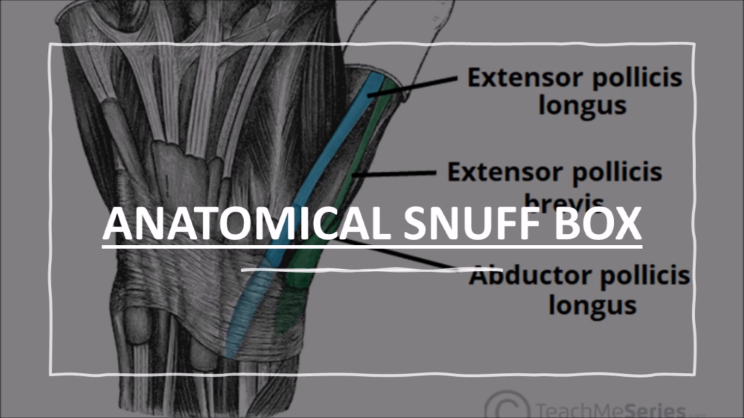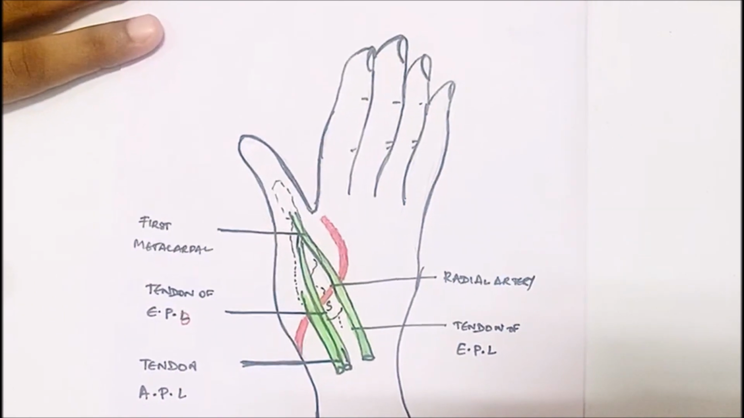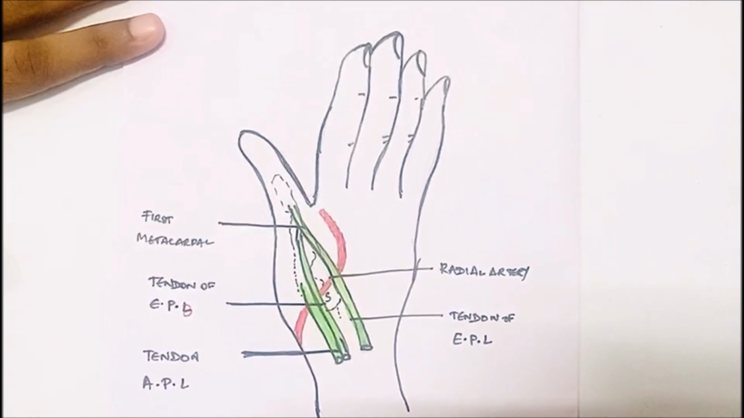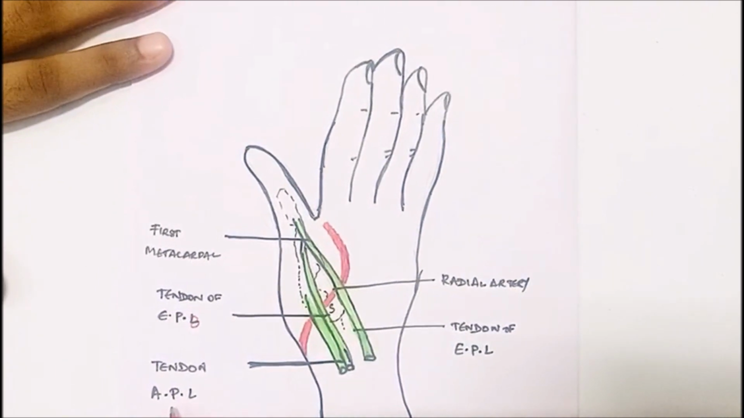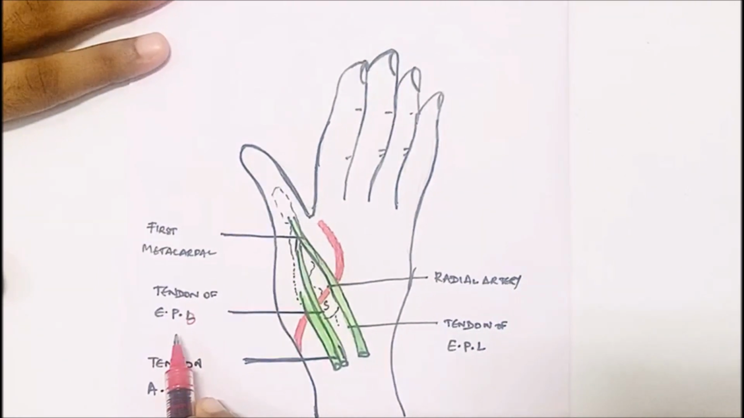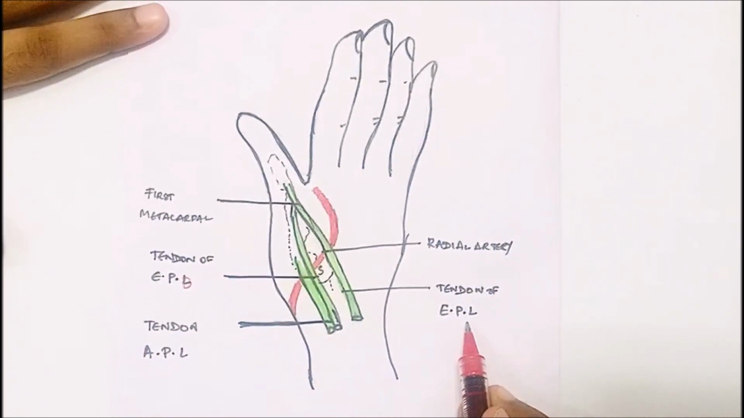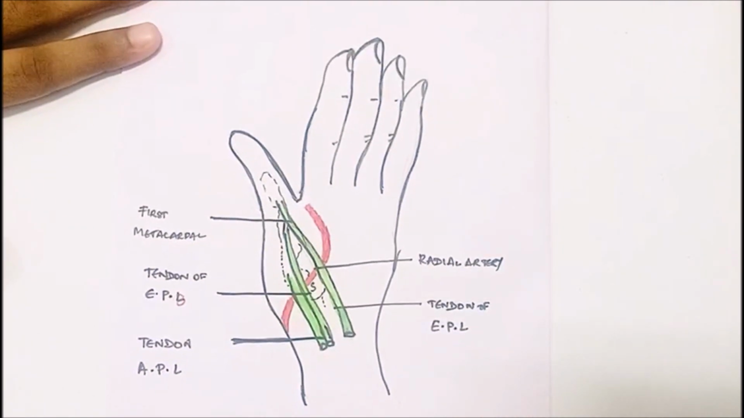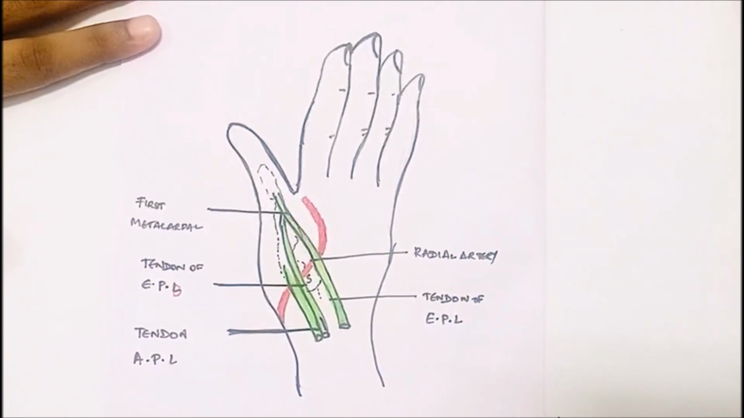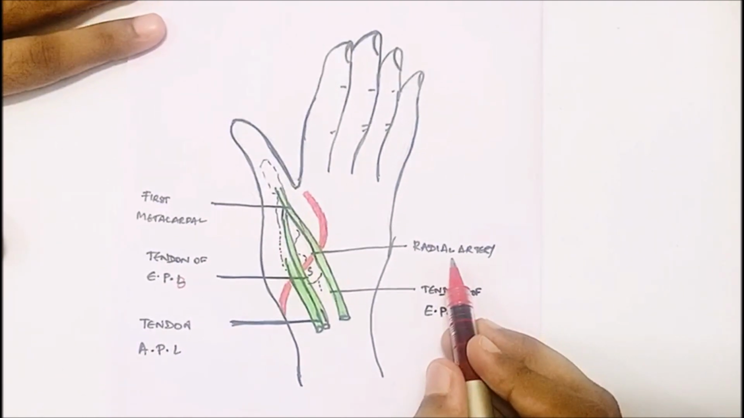Let us move on to the next important topic, which is the anatomical snuff box. Let us discuss the boundaries and the contents of the anatomical snuff box. Anterolaterally, it is the tendon of the abductor pollicis longus and the tendon of the extensor pollicis brevis. Posteromedially, it is the tendon of extensor pollicis longus. The floor is formed by the scaphoid and the trapezium, and the roof is formed by the skin and the superficial fascia. The radial artery is the content of the anatomical snuff box.